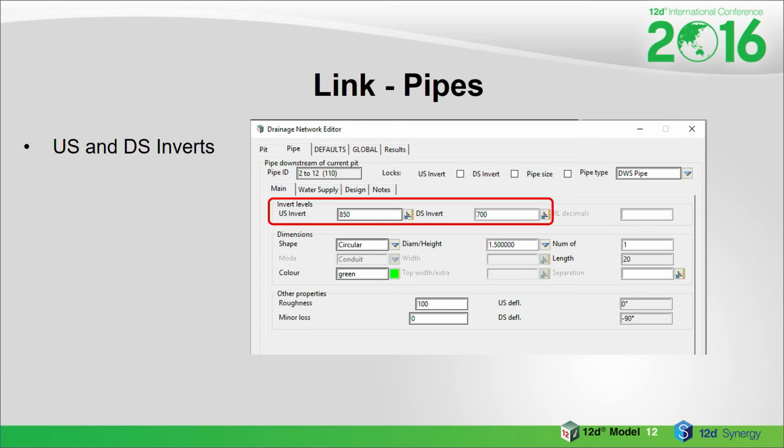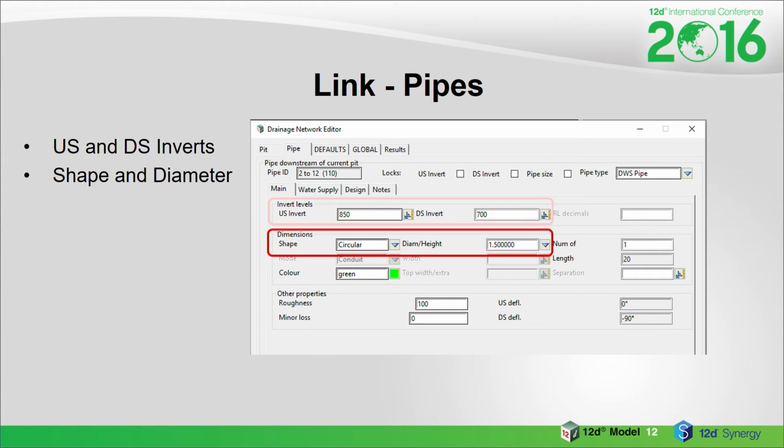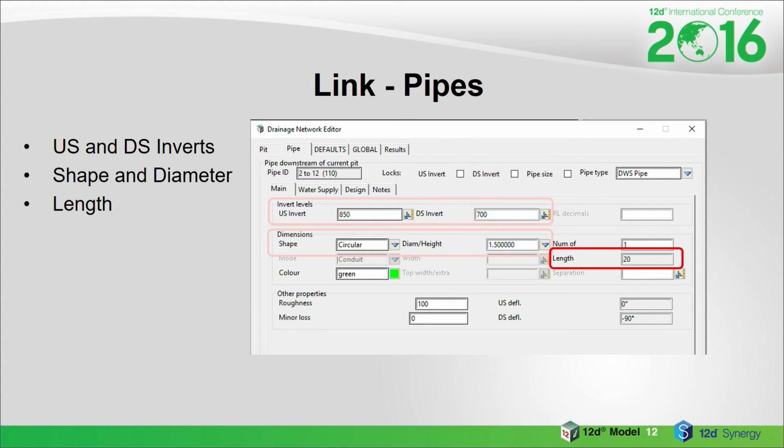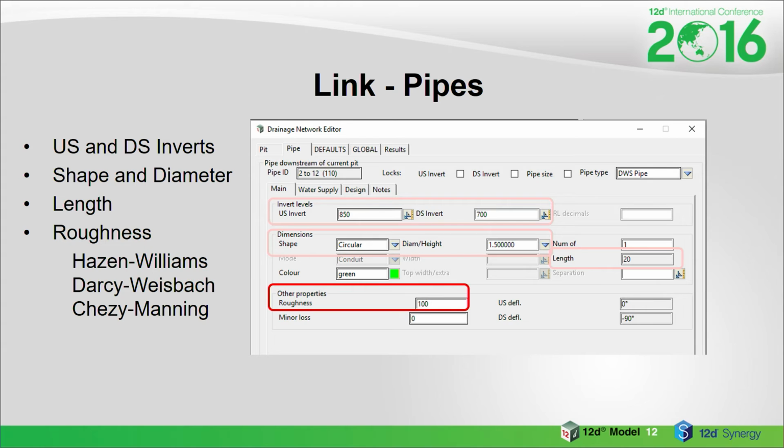Okay, so the pipes are defined the normal sort of way you'd be used to in the drainage network editor, with upstream, downstream inverts, the shape, which is always circular, a diameter, a length, a roughness. So the roughness could be Hazen-Williams, which is probably the most common one. It could be Darcy-Weisbach, which is probably the most academically correct, and it has the other benefit that you can use it to model oil or gas or milk or whatever. Beer, my favourite.